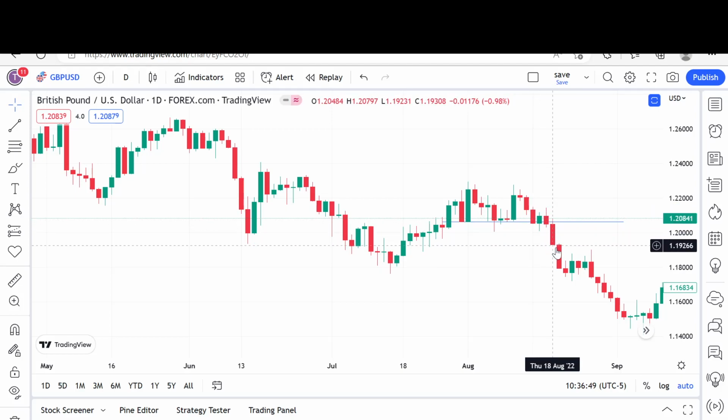Price trades lower, trades lower, trades lower. Don't worry about missing all this, okay? You don't need to catch everything. You just need the meat of the move. You just need a few solid opportunities. Then that's all it takes, okay?